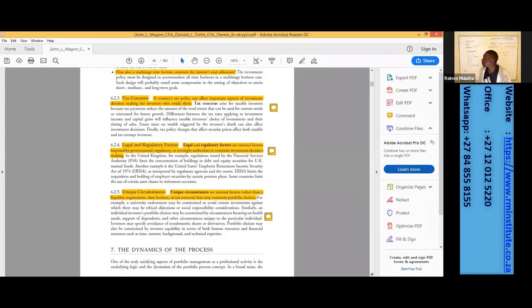So these are the objectives and constraints that you have to take into account when it comes to the preparation of the investment policy statement. Are there any questions? Any questions when it comes to the constraints and objectives? Because you are going to be using this as your foundational knowledge when it comes to the preparation of the investment policy statement for individuals or institutional investors as well. Any questions?